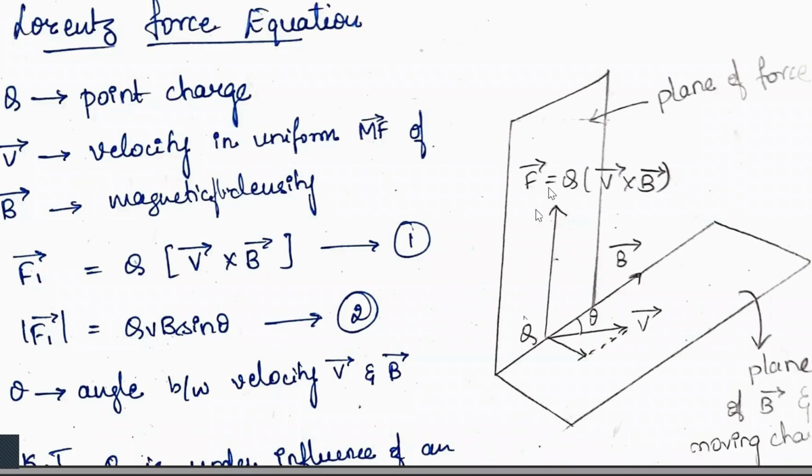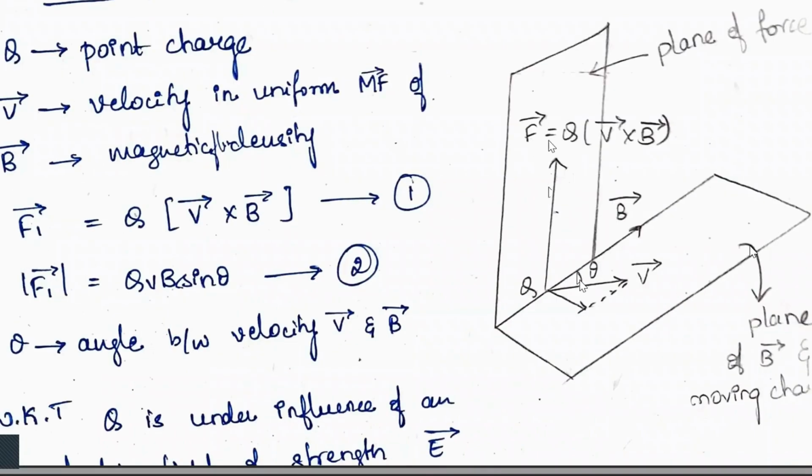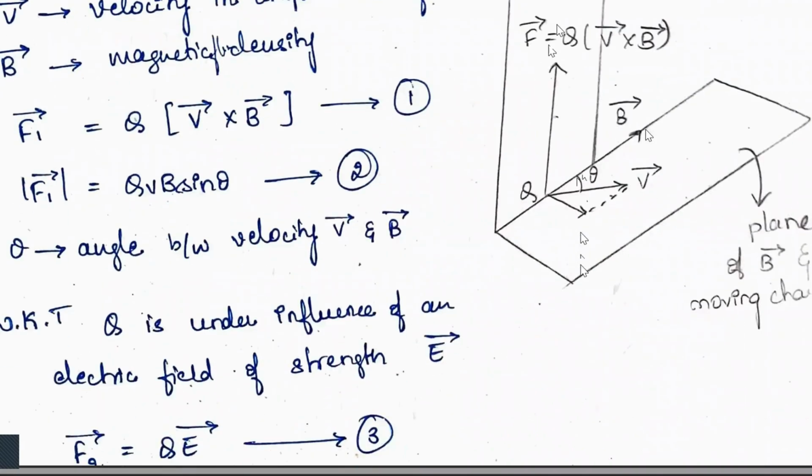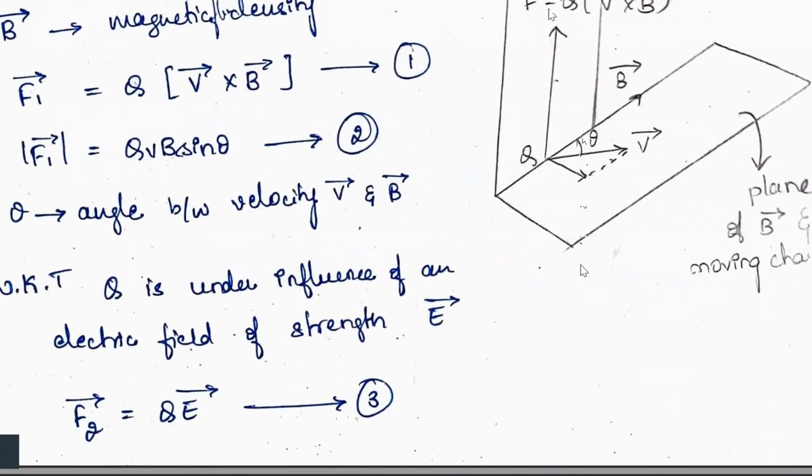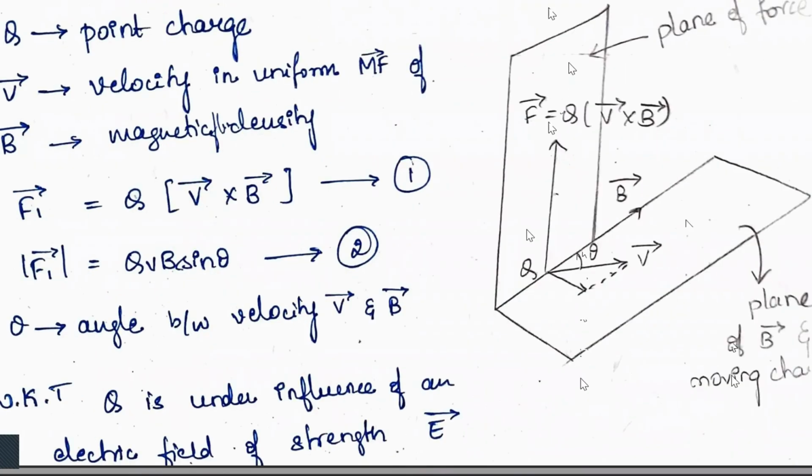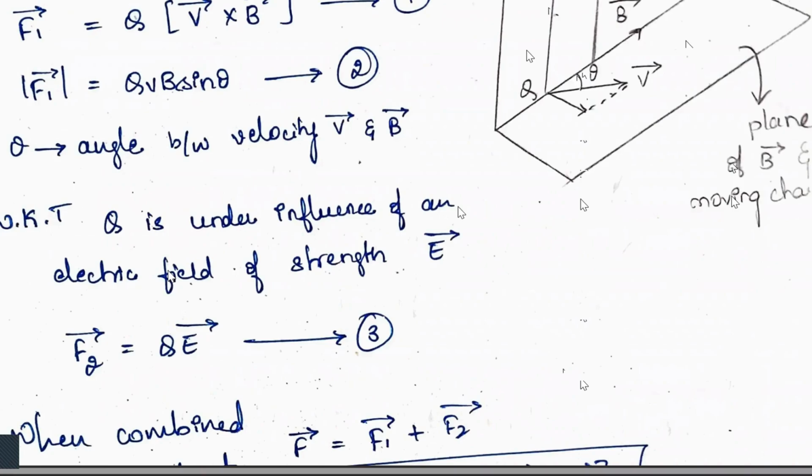You have to draw the diagram which is shown on the right side. So theta is the angle between the velocity vector and the B vector. We know that Q is also under the influence of what? An electric field of strength E vector. So this is the plane of the magnetic field density and the moving charge, and this is the plane of force.